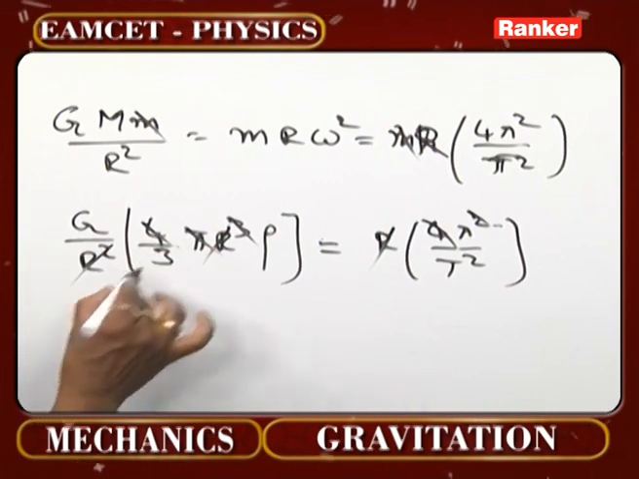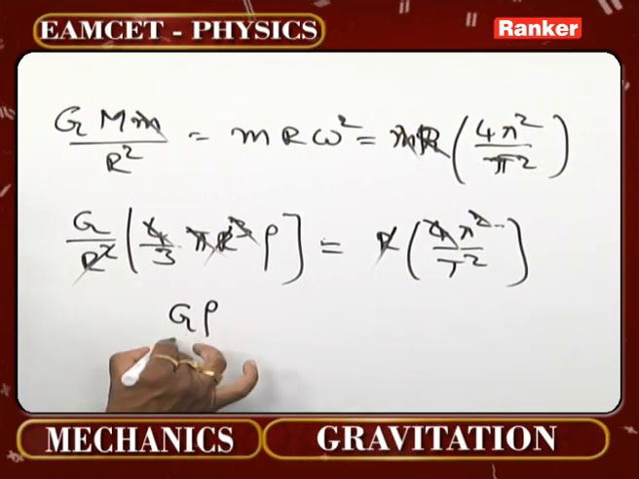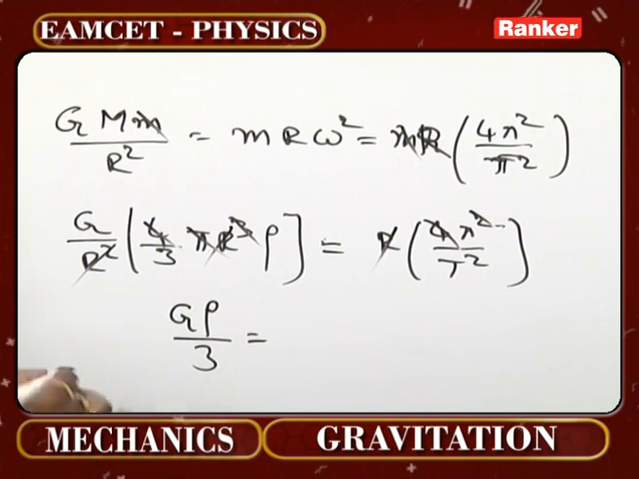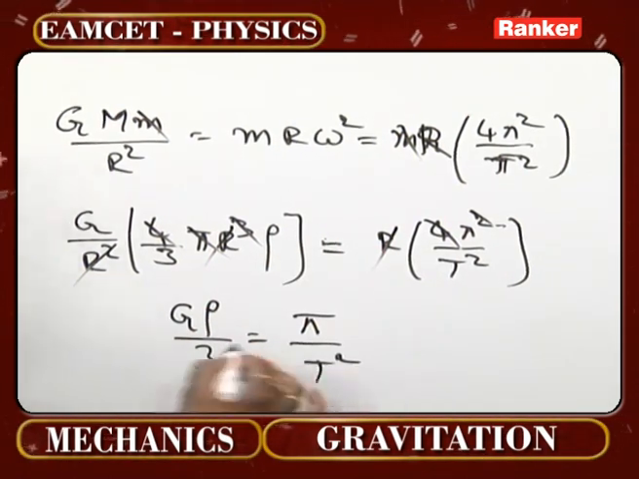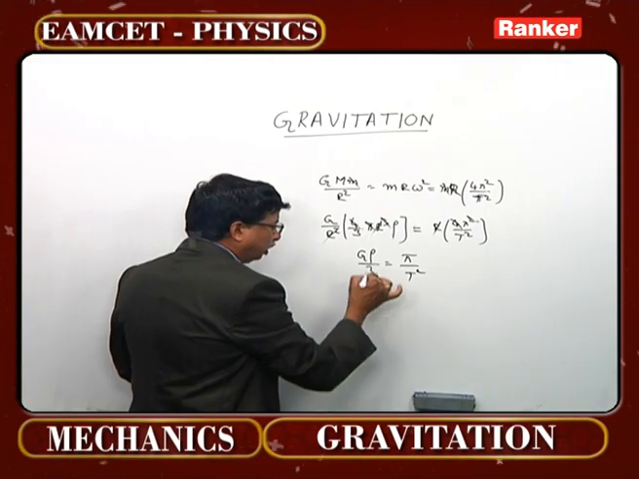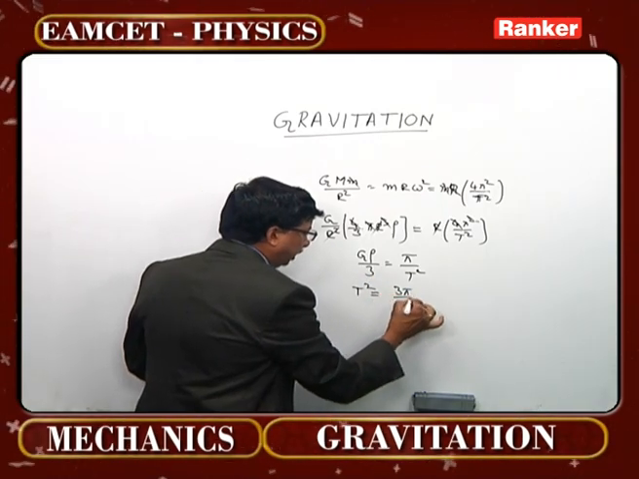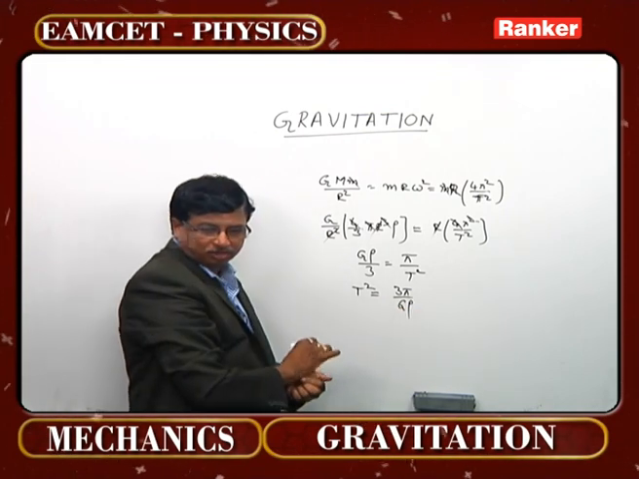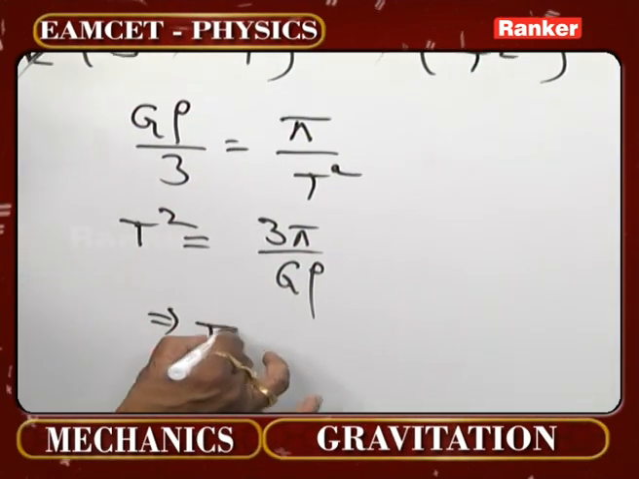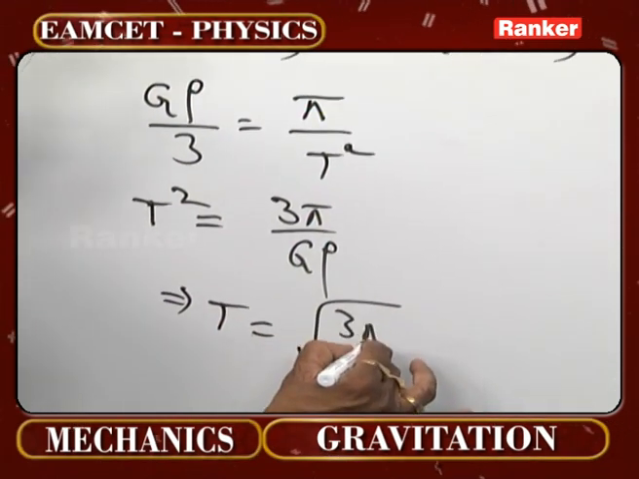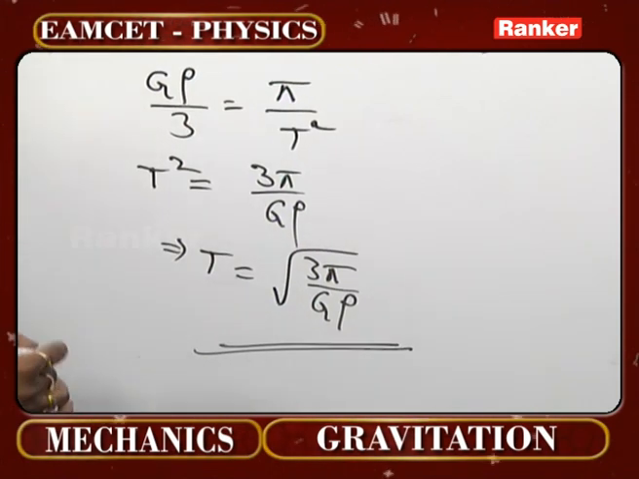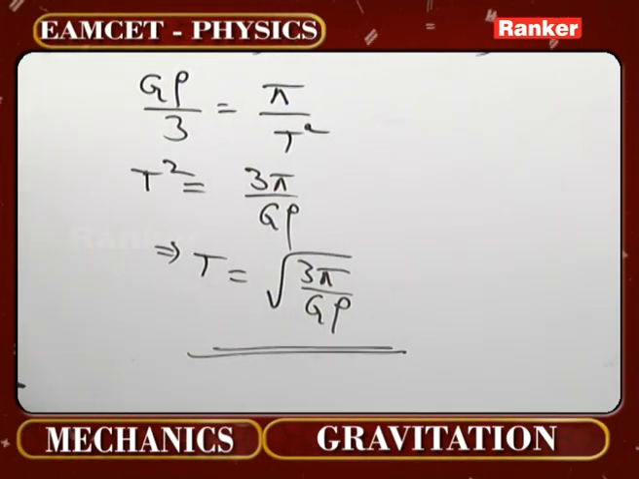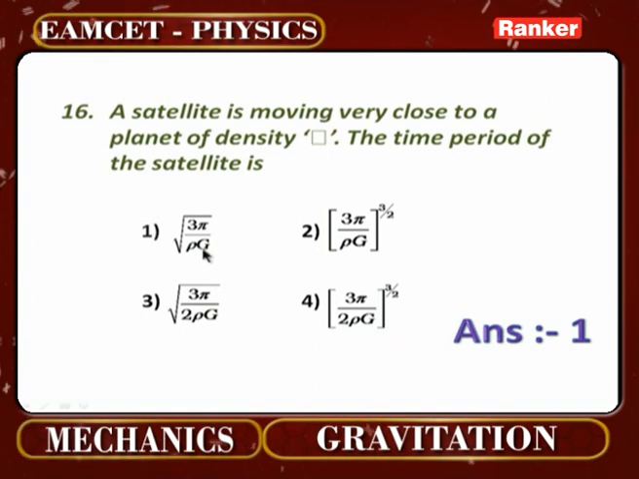Now what is left over towards your left? G rho by 3, that is left towards your left. Now what is left on the other side? Pi by T square is left on the other side. So T square will now be how much? 3 pi by G rho. That is the concept. Now what will be the value of the time period is the question. Root of 3 pi by G rho. This is the corresponding formula. That, of course, if you look at the very first option, tallies with the same answer. So the first option is correct for this question number 16.